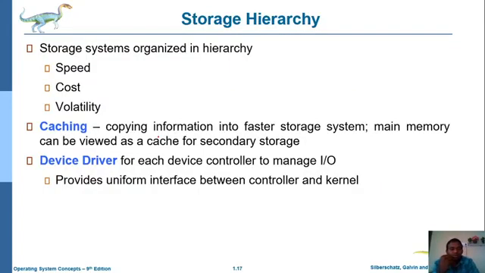Next, storage hierarchy. Whenever we are going to store the data in computers, we can use different levels of memory or different levels of storage. Those different levels of hierarchy are mainly represented based on three categories. One is the speed of the memory, another is the cost of the memory, and the third is volatility, whether it is volatile or not.